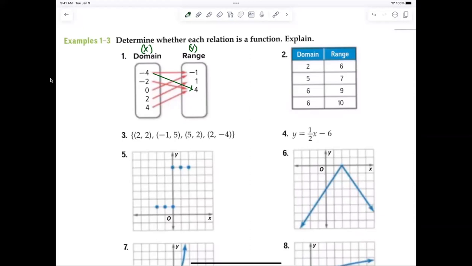Just listen one more time. Is number one a function now? Yes, because all of the x values are different. Do we agree? And each x is going to a single y. Do we agree with that?